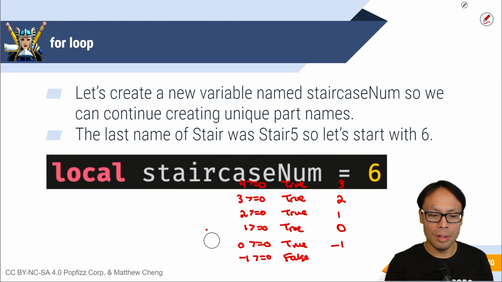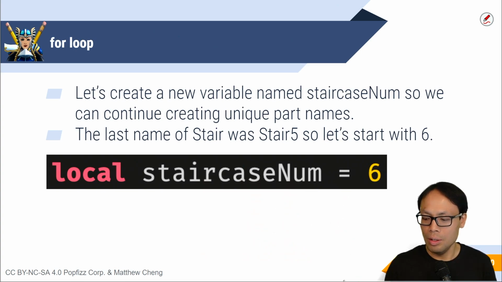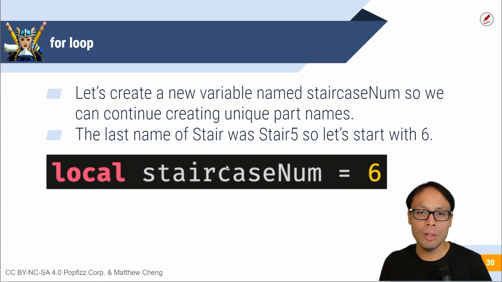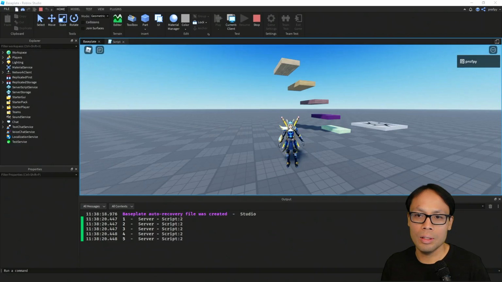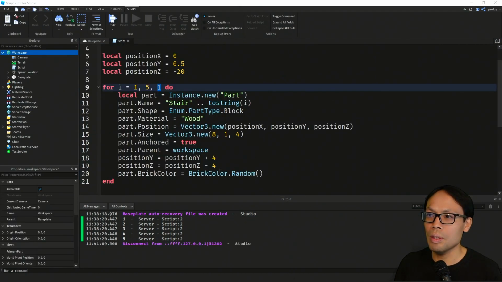All right, so let's go ahead and continue writing our code here. We're going to create a new variable named staircase num so that we can continue creating unique part names. As you recall, the last name of the stair was stair 5, so we're going to use stair 6 inside of our code. So let's go back to our script here.